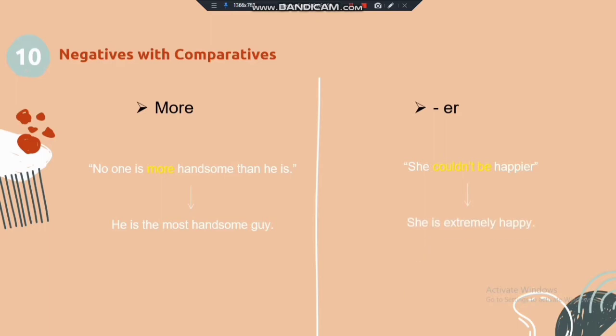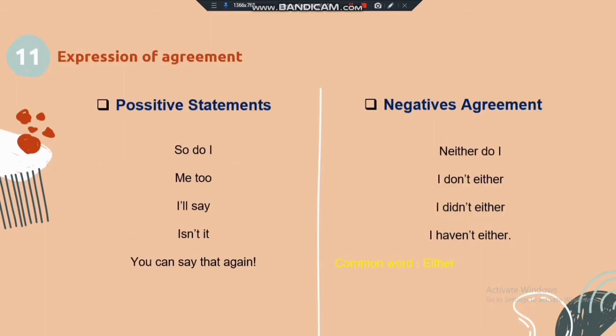Listen carefully to the conversation and remember the comparative form keywords. The next tips and tricks are the function versions of the conversation or dialogue.